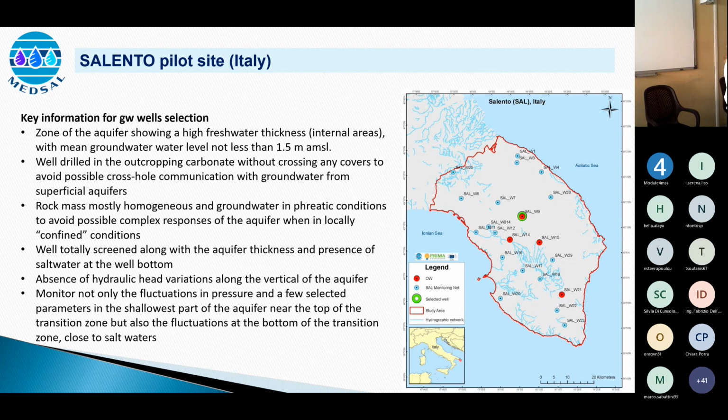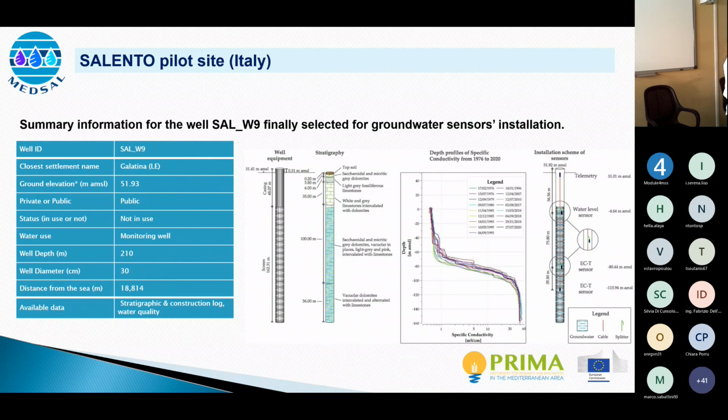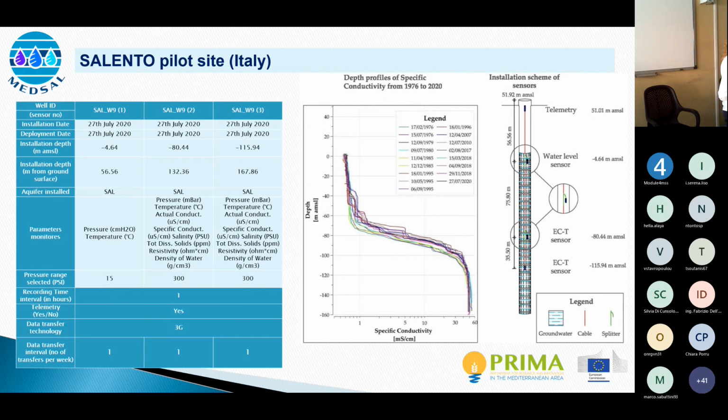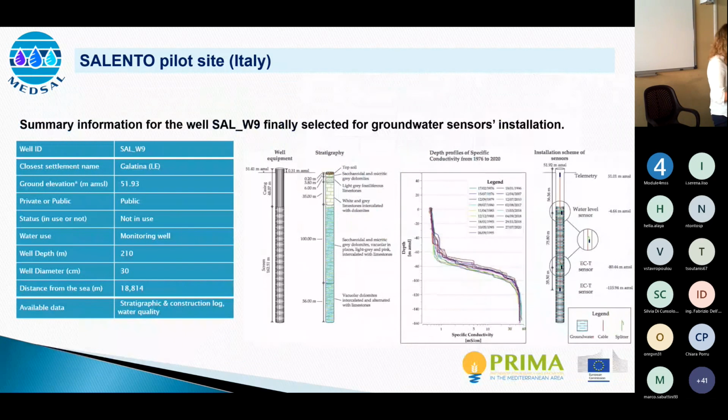About that, we have decided to install a groundwater level sensor at about 5 meters below the sea level, and two multiparametric sensors. One is located at the top of the interface, about 50 meters above the sea level, and another one at the bottom of the transition zone, at about 115 meters below the sea level. Unfortunately, we had many problems with these last sensors, considering the inhospitable habitat for the sensors.